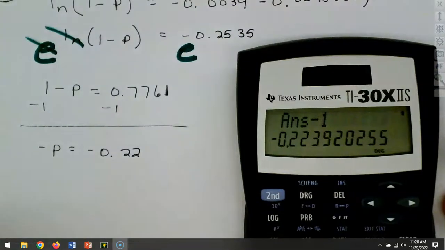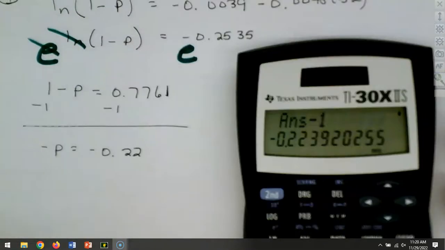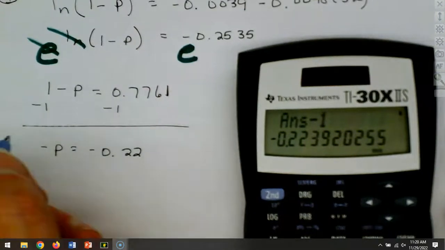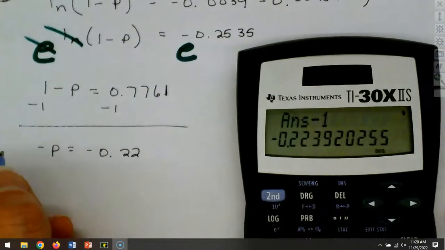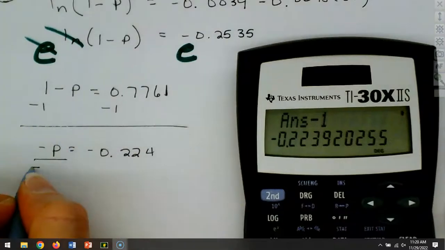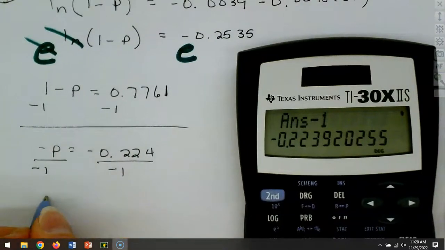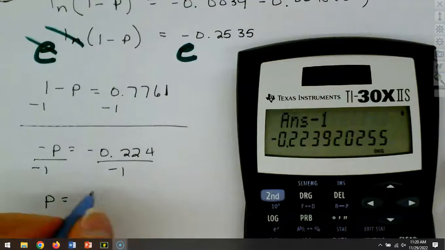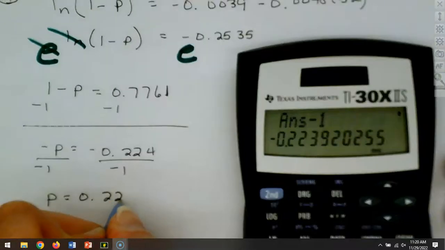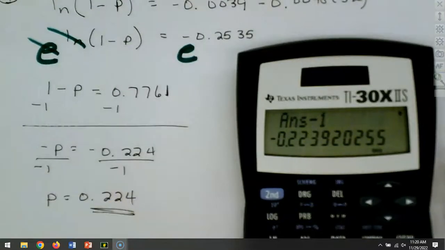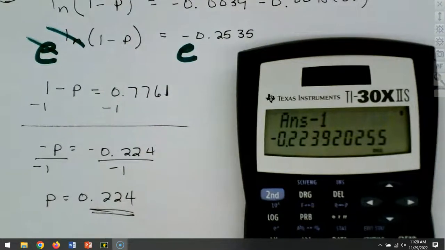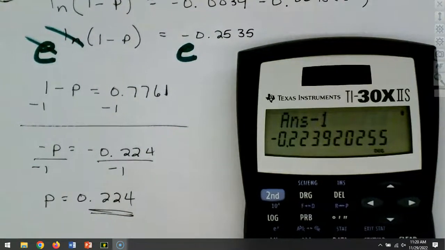Now we can round it. Well, we want our answer in what? We want our answer in 3 places. So that's going to be our answer, because we'll just get rid of the negative. So that's going to be a minus 0.224. We'll divide by our negative 1. And that gives us an answer of p equaling now 0.224. Close enough. And what is that? Okay, that is the percent of reductions in emissions.